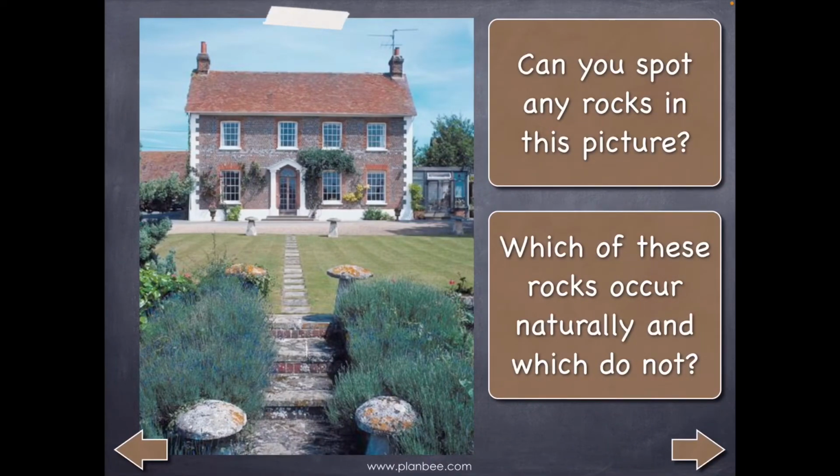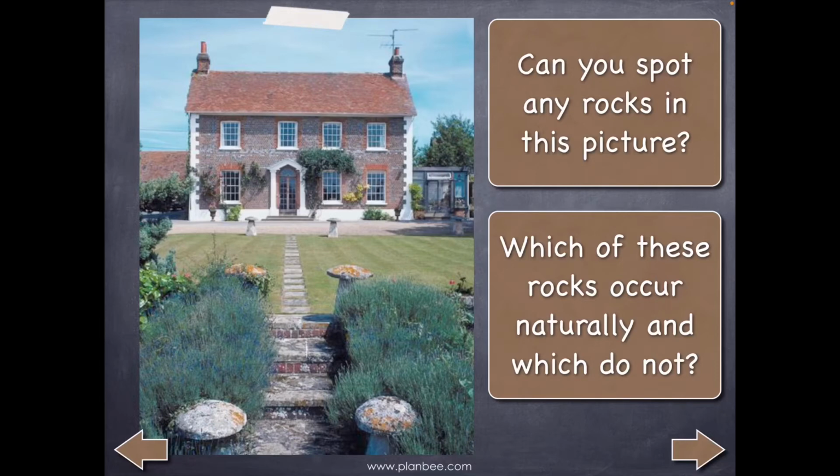If we take a look at this picture, you might be able to see some different kinds of rocks. Some of them are man-made and some of them occur naturally. Which kinds of rocks can you see, and do you think they are natural or man-made? Pause the video now and have a think. Maybe you saw some brick, some concrete slabs, perhaps some slate. Of those three, the slate is naturally occurring and concrete and brick is actually man-made.